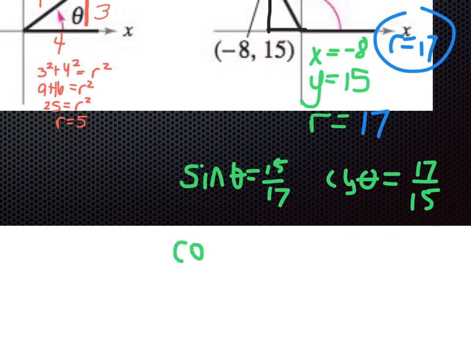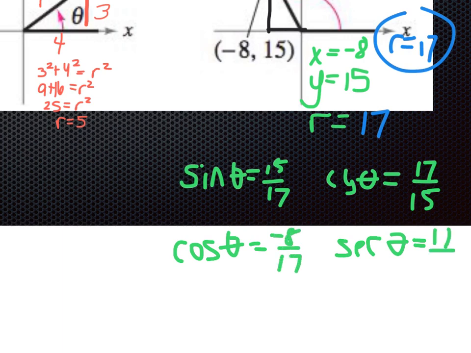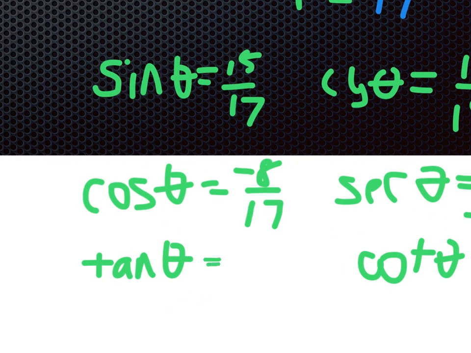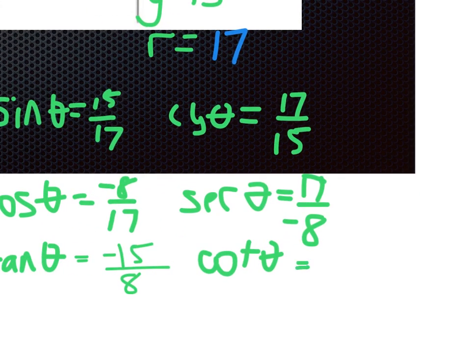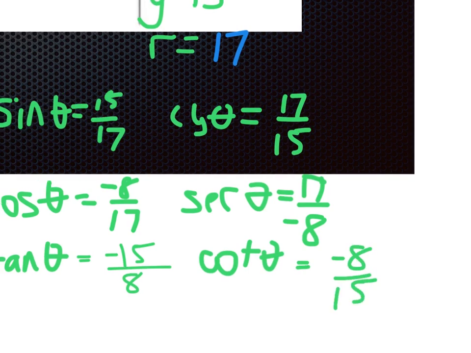If I have my cosine of theta, I'm also going to find my secant of theta. So cosine is negative 8 over 17. So then my secant is perfect. And then I have my tangent and my cotangent. What is tangent? 15 over negative 8. Y over x, right? What's cotangent? Negative 8 over 15. Okay?